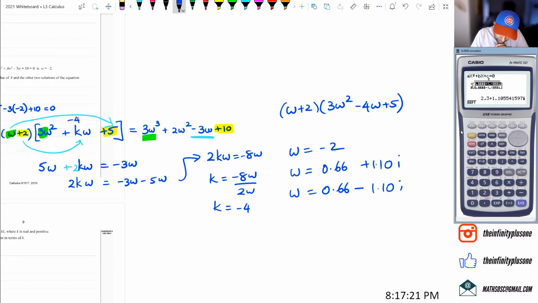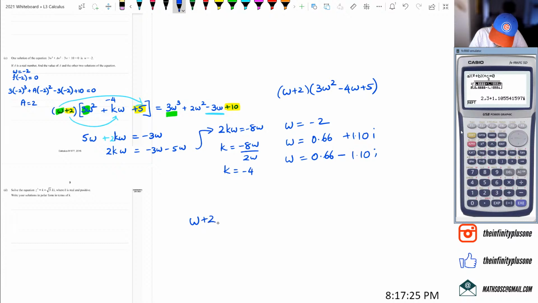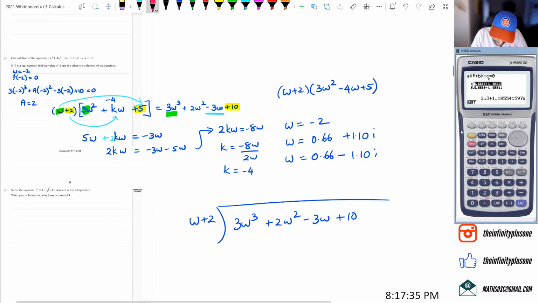Yeah, so if you were to do the long division method, just to give you guys a real quick rundown of long division. Again, it is a useful skill to have. So I'll just do a quick long division here.